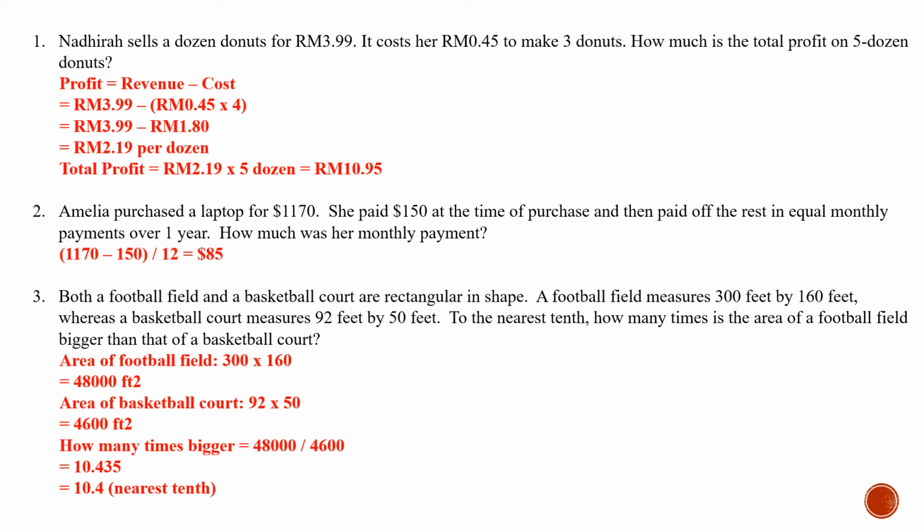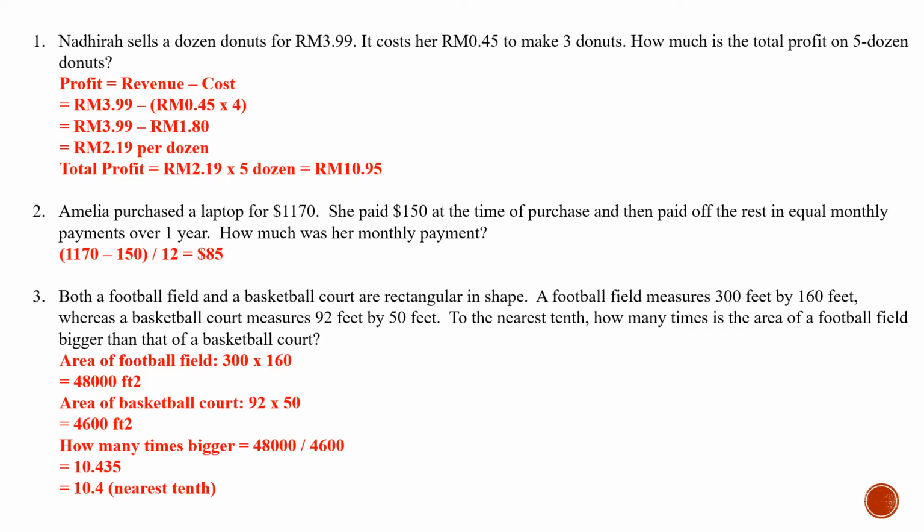So now, a dozen of donuts. That means 12 donuts is 3.99. So how much is the total profit on 5 dozen? Before that, I would suggest that you find the profit for each dozen, that means for every 12. So 3.99 is for 12 donuts. So minus 0.45, why do we times with 4? Because you want to find the similar amount. So 0.45, when you times with 12, you will get the cost for 12 donuts. You understand? Because 3 donuts is 0.45.